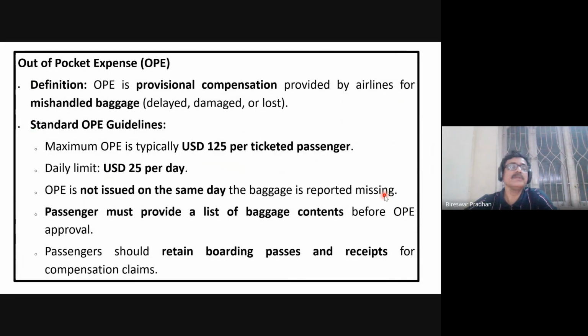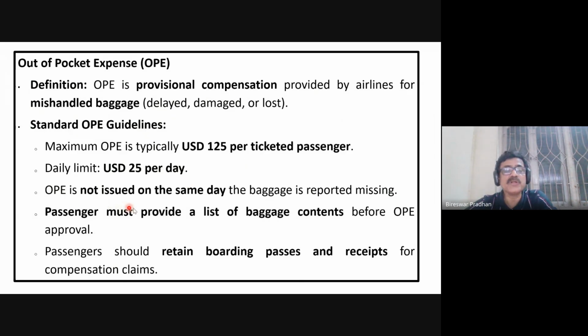Now, out-of-pocket expense. What is the out-of-pocket expense? It is a provisional compensation provided by airlines for mishandled baggage, delay, damage, or loss. Standard OPE guideline: maximum OPE is USD 125 per ticketed passenger and the daily limit is USD 24 per day.